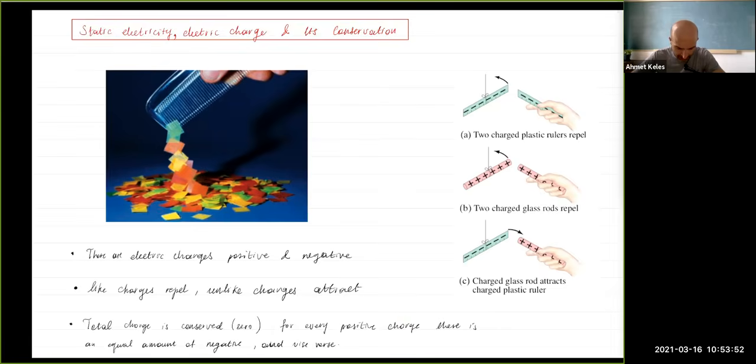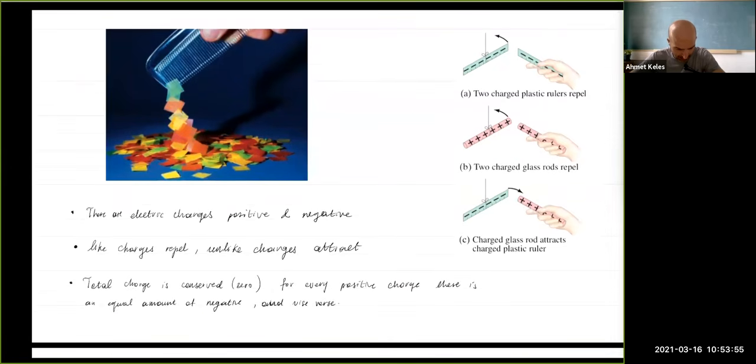And finally, which is not obvious at all, total charge is conserved. In any system, for every positive charge, there is an equal amount of opposite charge. So for every negative charge here, if this is minus, there is an equal and opposite positive charge somewhere. If it's the fabric you rubbed, it's probably there. If you use your head hair, it's probably there. But the total charge, this is, I think, the most important thing: the total charge is conserved, and total charge is always zero in the universe, at least at this level.